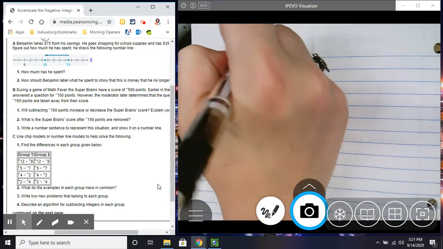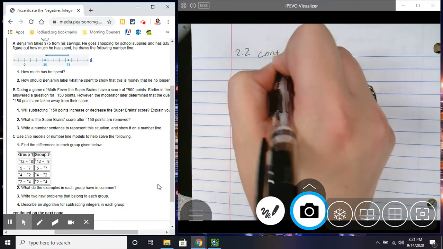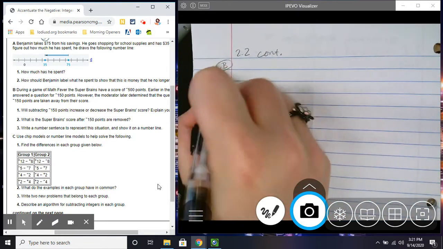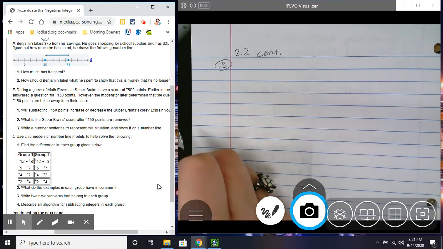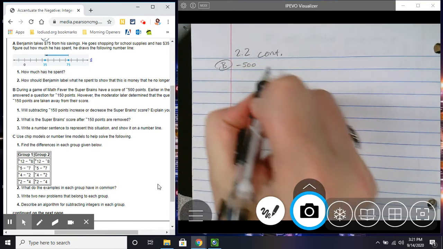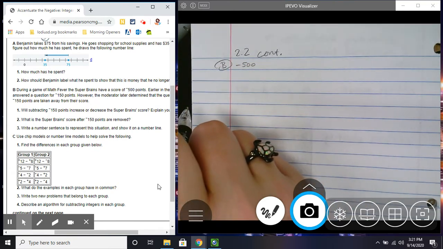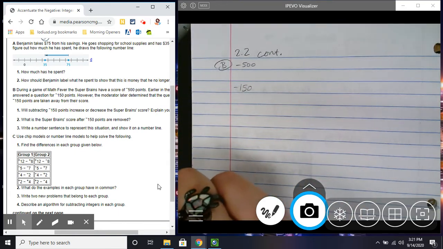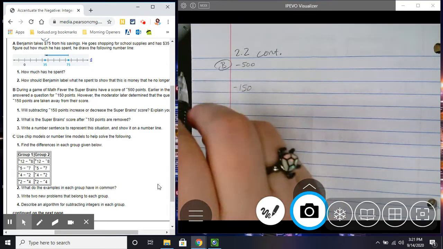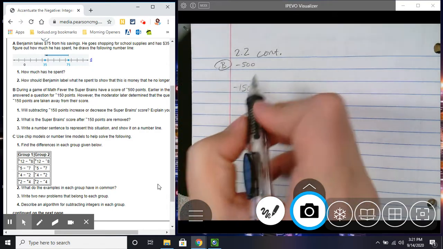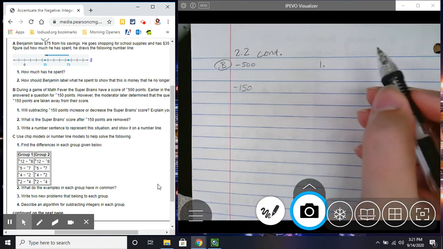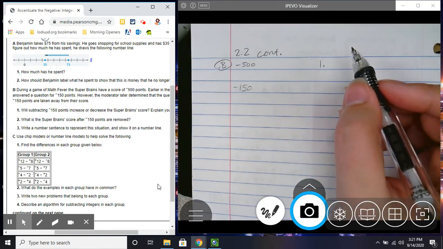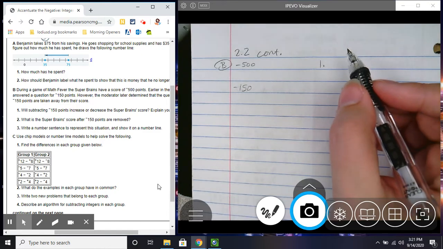This is 2.2, part B. During a game of Math Fever, the Super Brains have a score of -500 points. Earlier in the game, they incorrectly answered a question for 150 points. However, the moderator later determined that the question was unfair, so the -150 points are taken away from their score. So number 1 is, will subtracting -150 points increase or decrease the Super Brain score?